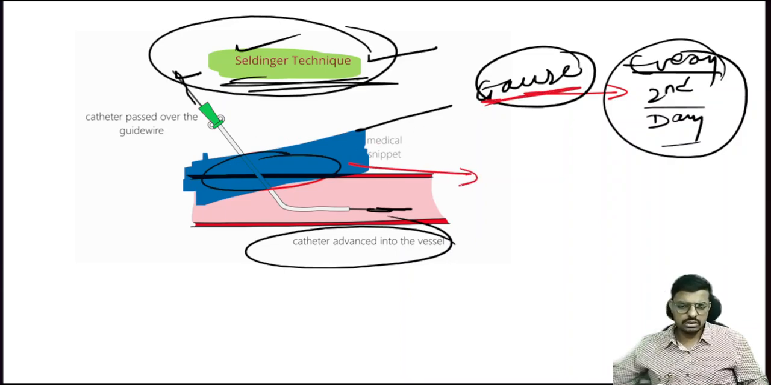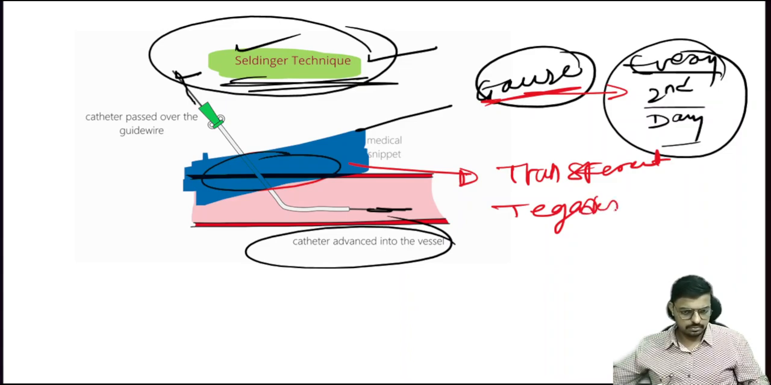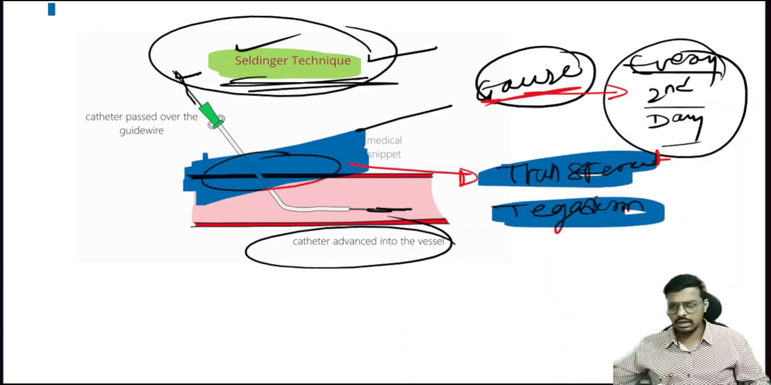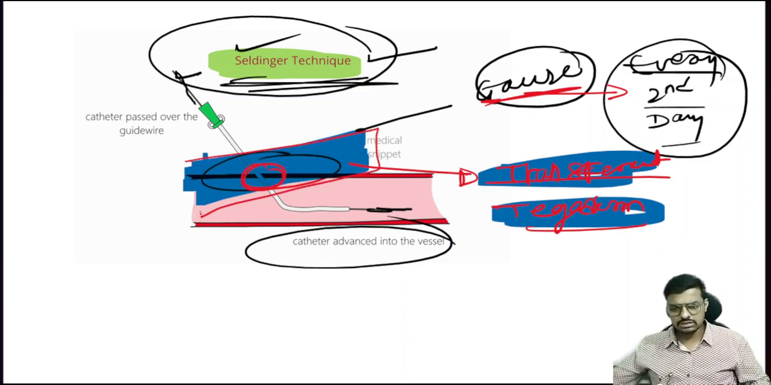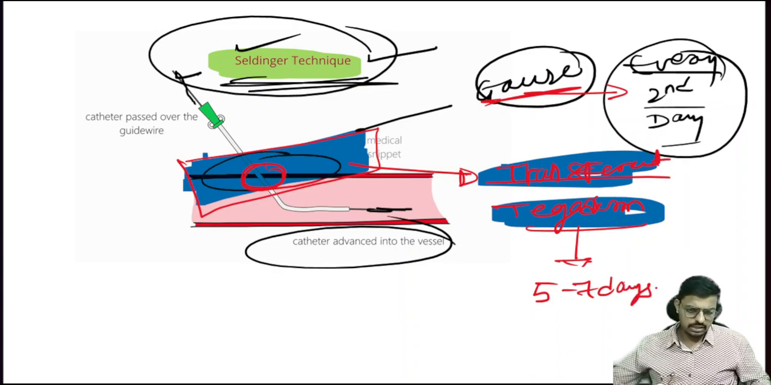Okay, so then comes the next one, that is the transparent Tegaderm. Transparent Tegaderm dressing means whatever dressing you are having here, that is transparent. So you can see the particular CVP line here because this dressing is transparent. So if this transparent Tegaderm dressing is there, you have to change the dressing every 5 to 7 days. Okay.